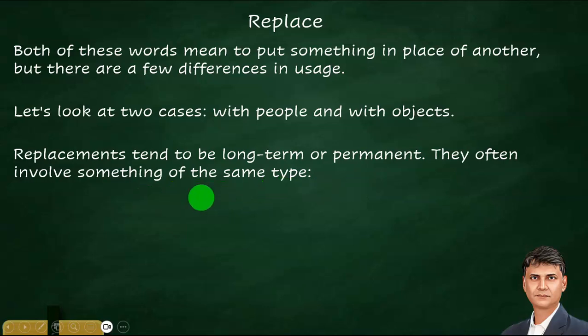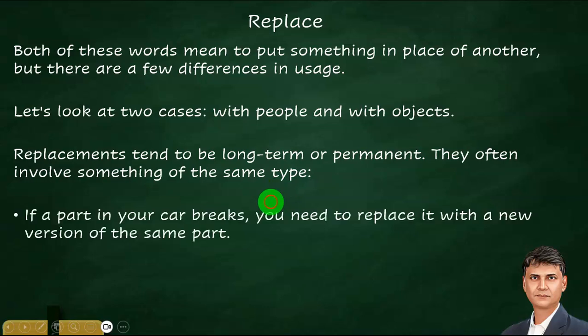They often involve something of the same type, right? Let's take an example. If a part in your car breaks, you need to replace it with a new version of the same part, right? So that is replacement. Replacements tend to be long-term or permanent, right? So if a part of your car breaks down, you need to replace it with the same part, right?